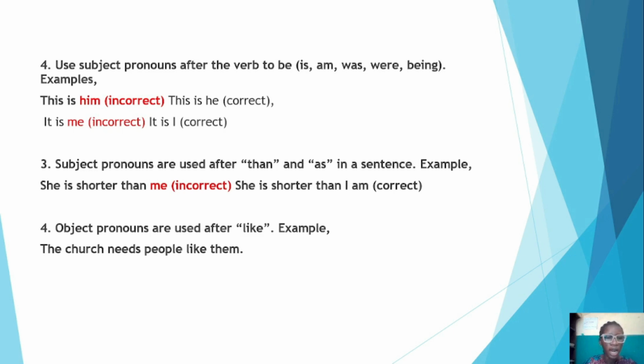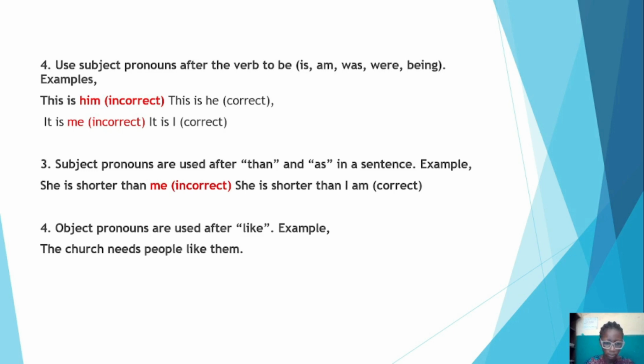Another rule is that subject pronouns are used after than and as in a sentence. Usually you find people saying, she's taller than me, he's shorter than me. That is an incorrect statement. You say, she is shorter than I am. You do not use object pronouns after than and as. You use subject pronouns. So next time when you want to say something like that in comparison, you say, she's shorter than I am. That is the correct thing to say. He is taller than I am, not he is taller than me.